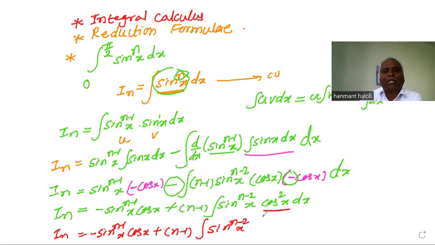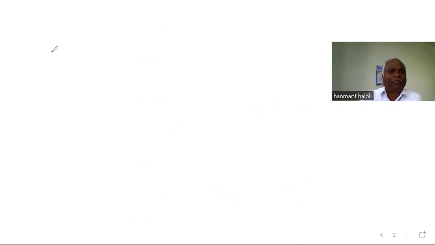Now this cos square I can write by using the identity sin square plus cos square equals 1. Here you get 1 minus sin square for cos square. Now we can go ahead to find out the next term, and I'll use the next slide to find out this integral. Now we got the previous term, simplify it.